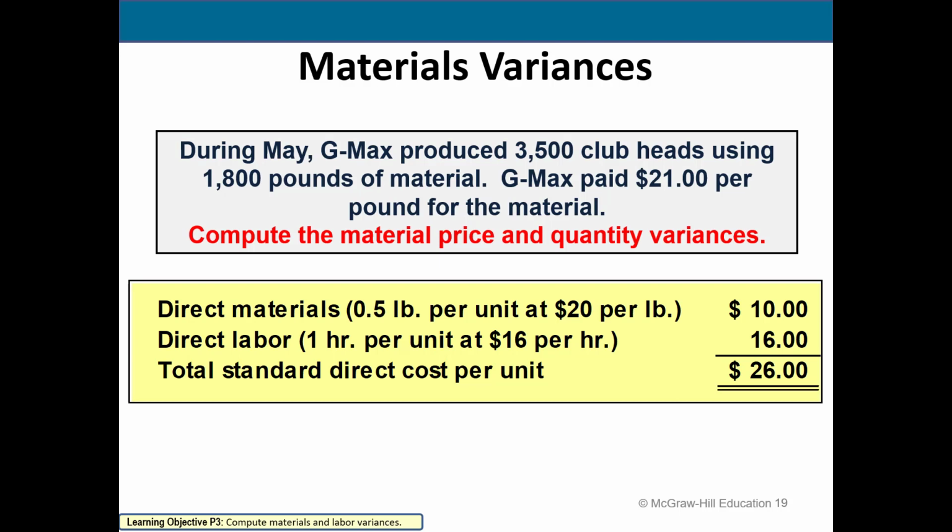So first we'll look at the materials variance. During May, GMAX budgeted to produce 4,000 units, but it only produced 3,500. It used 1,800 pounds of material costing $21 per pound. To produce 3,500 club heads, GMAX should have used 1,750 pounds of material, which is 3,500 units times 1/2 a pound for each unit. This amount of 1,750 pounds is the standard quantity for the actual units produced.